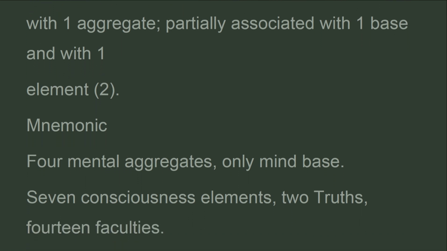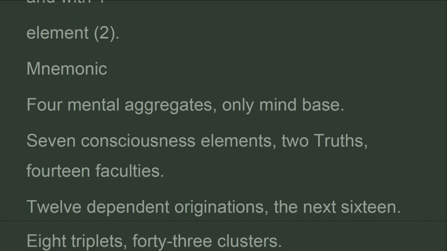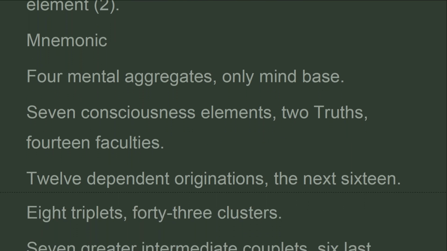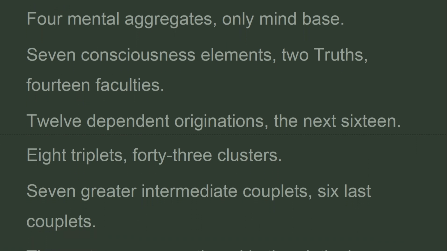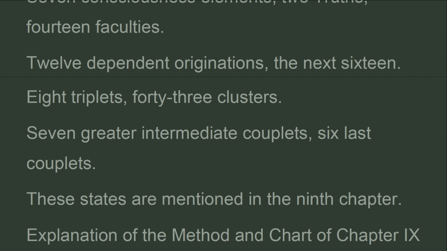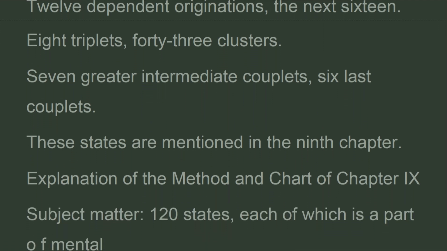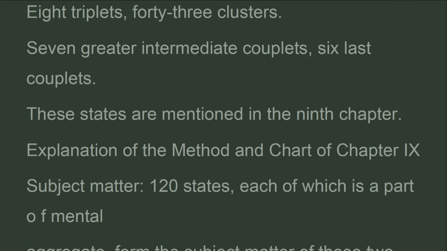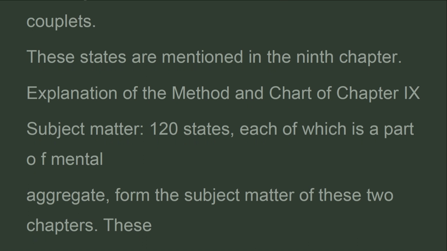Mnemonic: 4 mental aggregates, only mind base, 7 consciousness elements, 2 truths, 14 faculties, 12 dependent originations, the next 16, 8 triplets, 43 clusters, 7 greater intermediate couplets, 6 last couplets. These states are mentioned in the 9th chapter.